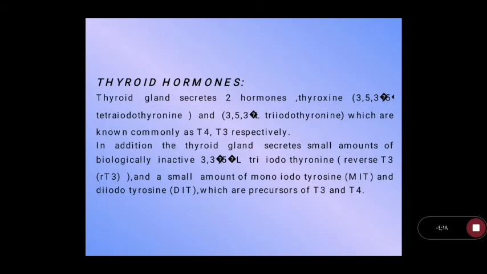and small amount of monoiodotyrosine and diiodotyrosine, which are the precursor of T3 and T4.